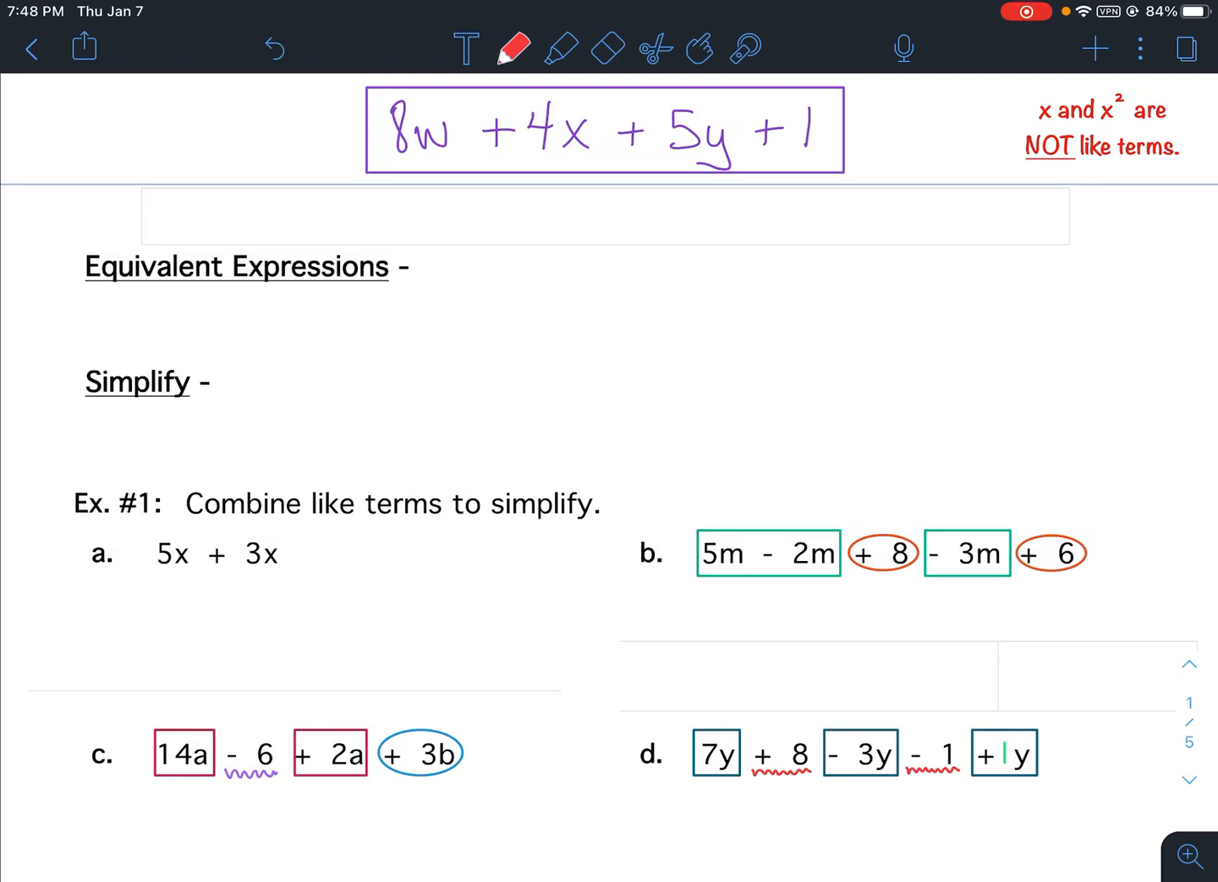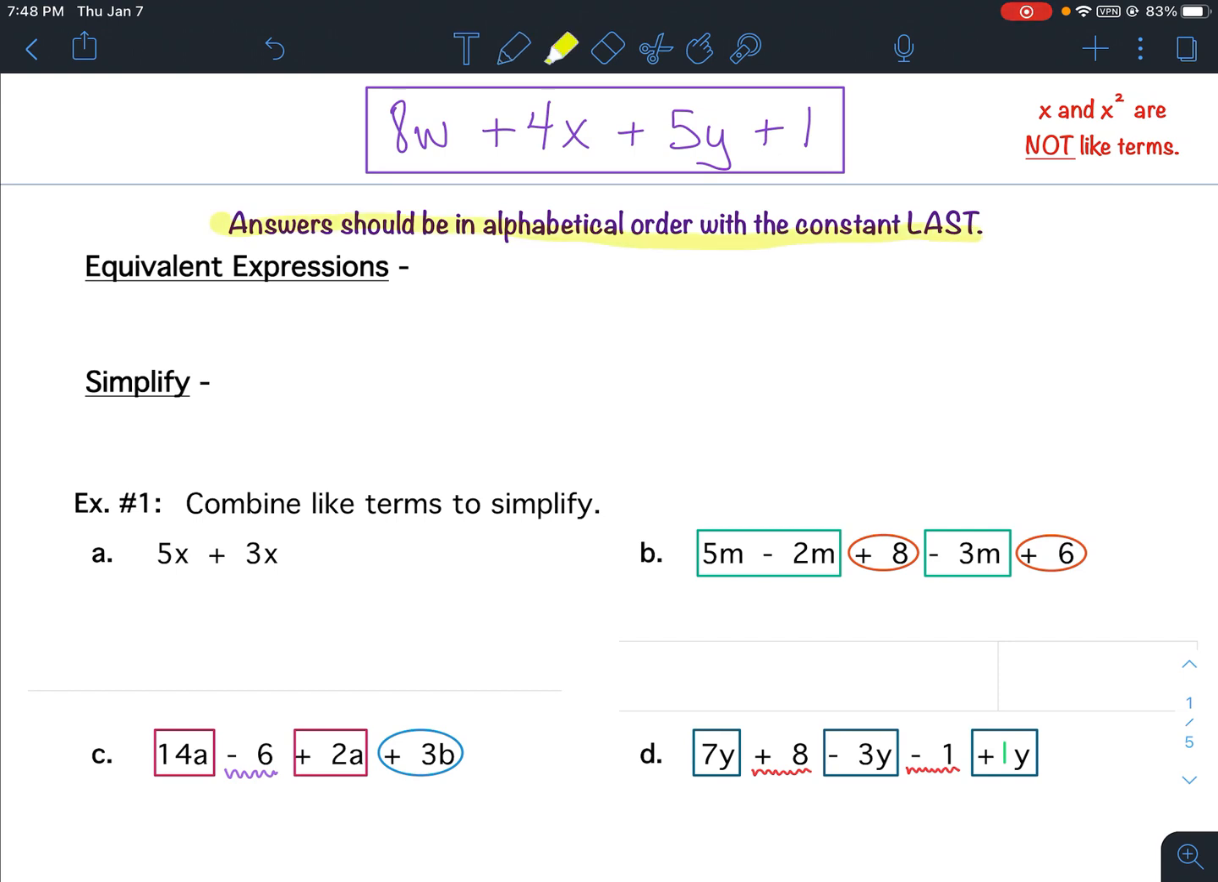Combining like terms and the distributive property lesson, pre-8. All right, so on the top of the back of the front page, I would like you to write this down. When you are combining like terms, your answers should be in alphabetic order with the constant last. So pause your video, and write down what I just highlighted above equivalent expressions.